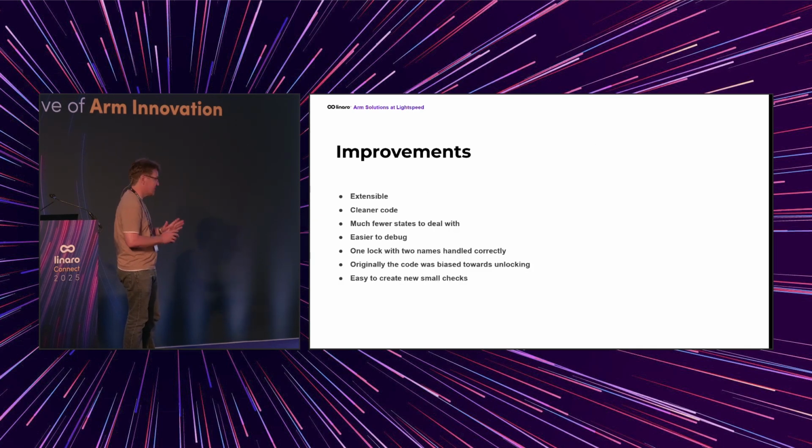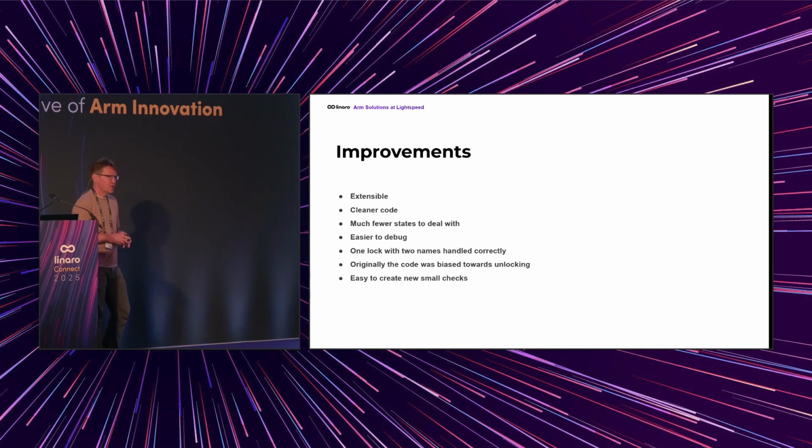So the improvements are, it's now extensible, so much cleaner. There's so many fewer states to deal with. It's easier to debug. The problem of two names, that's handled correctly. What I realized is that the original code, I'm trying to warn about forgetting to unlock, and I'm trying to remove false positives. So I biased the code to mark things as unlocked when they weren't. But now, with the transition tracking, that's not biased. It's just accurate as can be. And the return states are as accurate as can be.